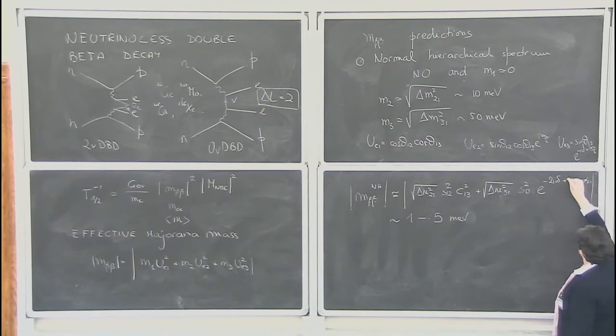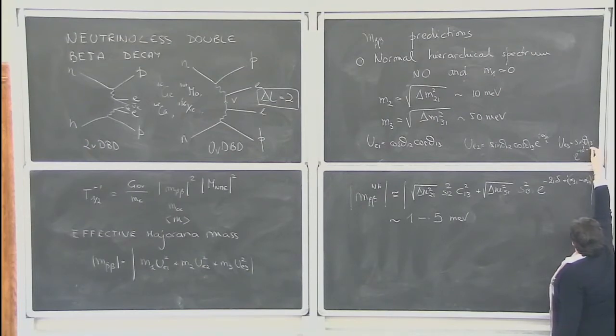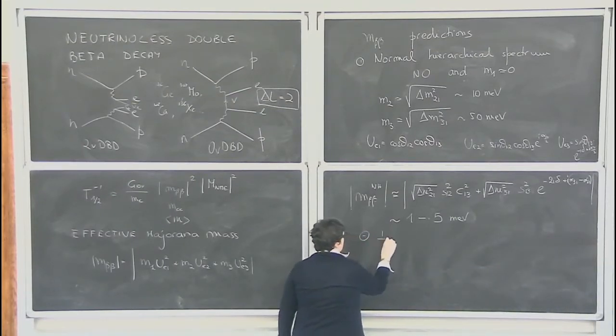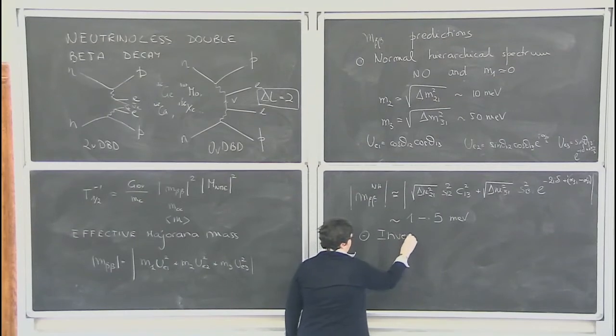Of course, there's an i here, and here as well. So I can do the same in the other limiting case. I call that the inverted hierarchical spectrum.